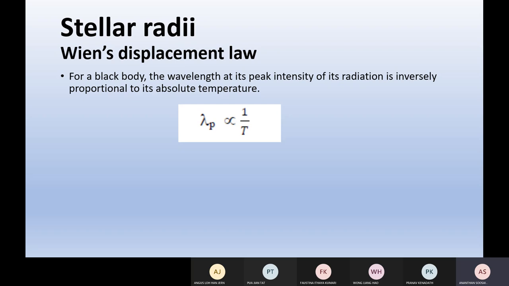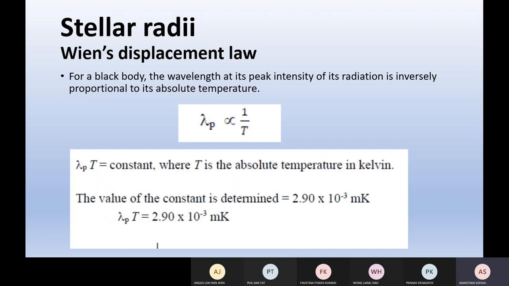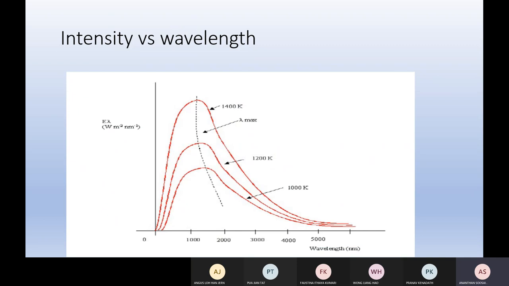Actually, intensity is related to energy, right? Energy is in terms of photons, hc over lambda. So they found that a higher temperature means a smaller wavelength. Sorry, hold on. This is the graph, on your page. Greater the intensity, greater the temperature.